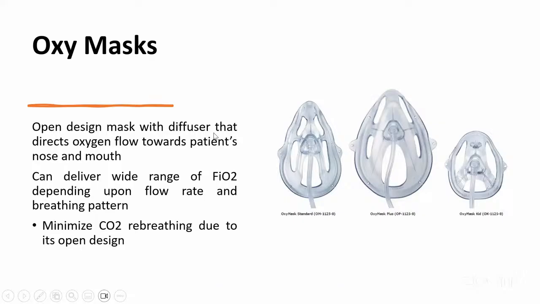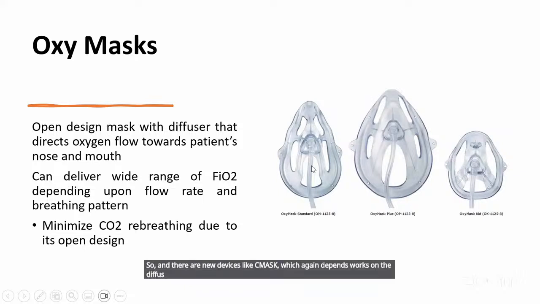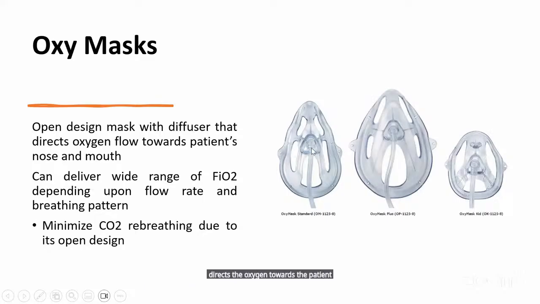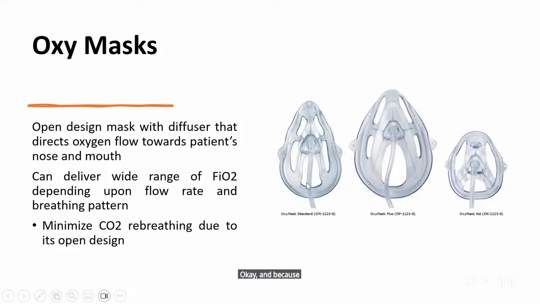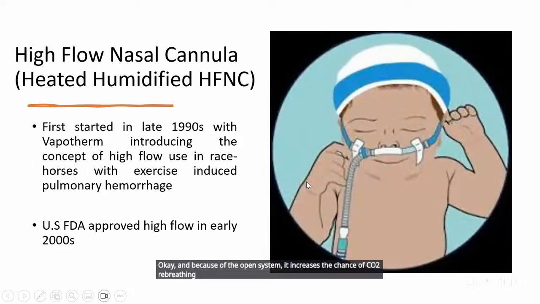And there are new devices like the oxy mask, which works on the diffuser direct principle, where there is a small hole which directs the oxygen directly towards the patient's nose and mouth. It is a high flow device, so if we increase the flow, we can increase the FiO2 to meet the patient's demand. Because of the open system, it increases the chance of CO2 rebreathing.